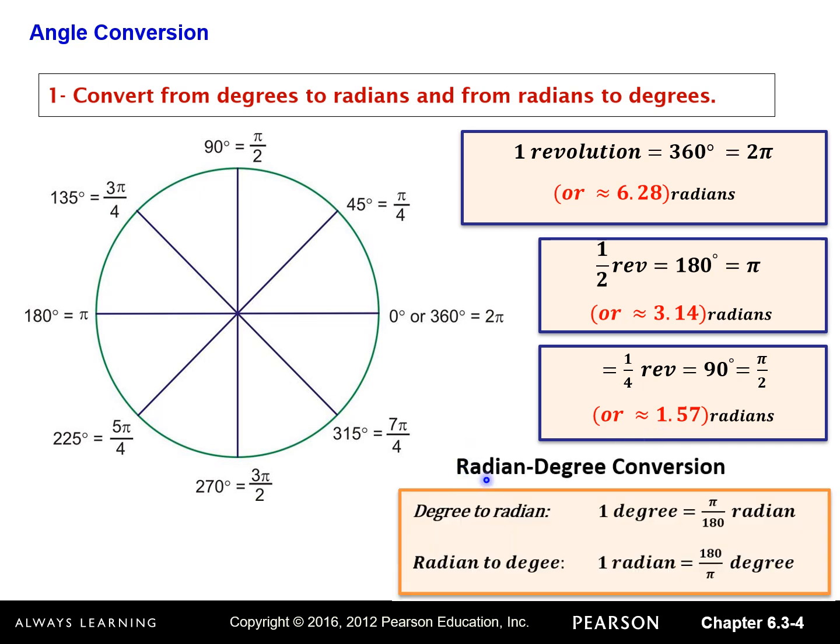To convert radian to degree or vice versa, you can use the factor pi over 180 degrees, radian, if you want to convert from degree to radian. But if you want to convert an angle from radian to degree, you can use the factor 180 over pi degree.